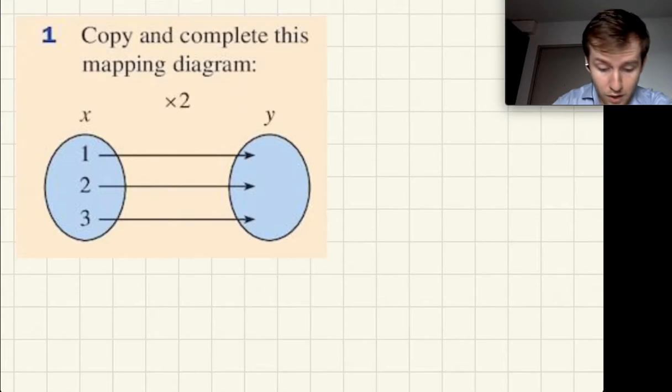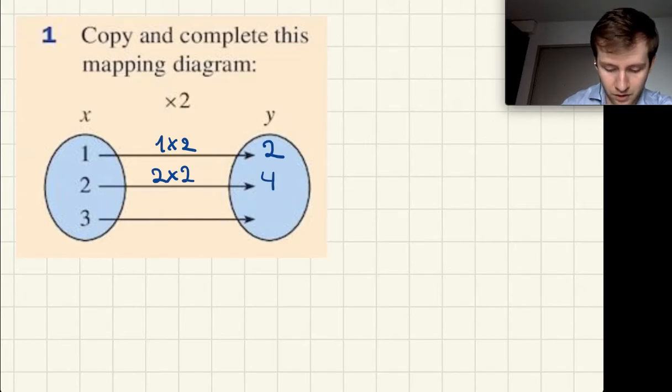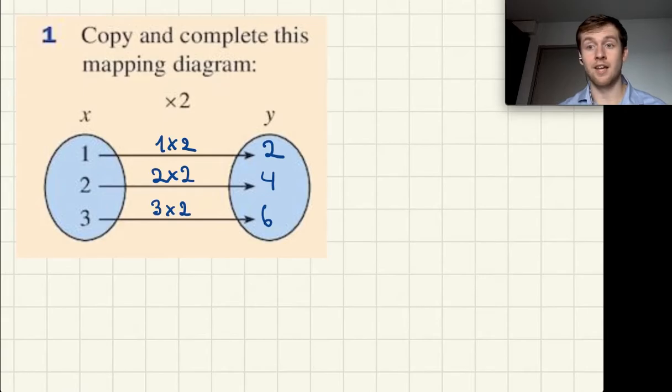So if we take 1 in there, what we have to do is 1 times 2, and the result is going to be, of course, 2. If we take 2 inside of this thing, we will get 4 as an answer. If we get 3, we would get 6 as an answer. This is called a mapping diagram.